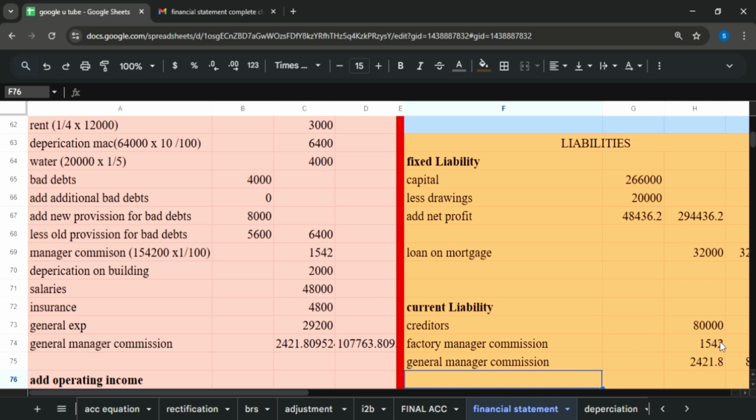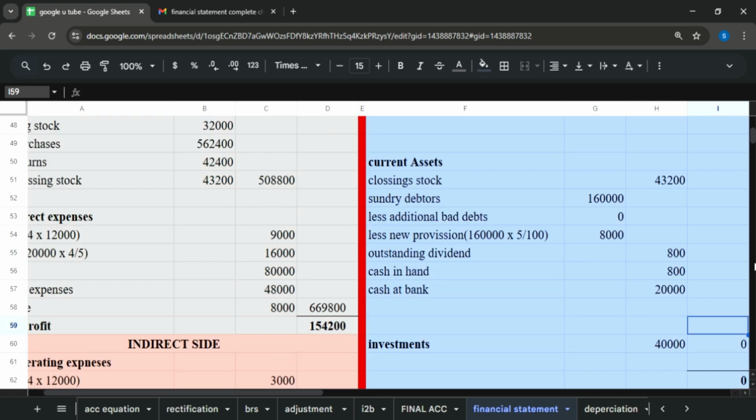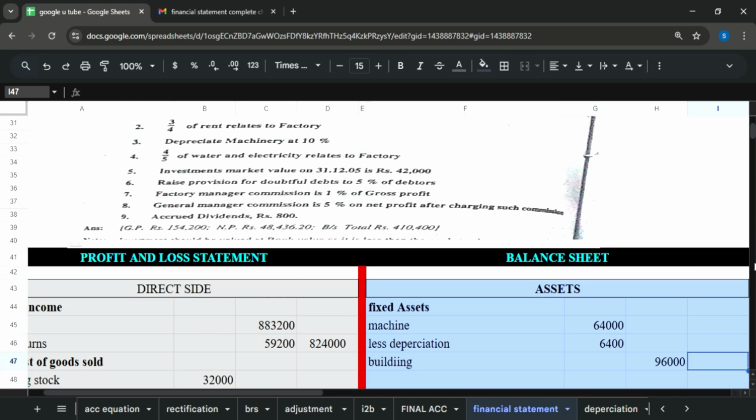Factory manager commission, here 2000 was written. So instead of 2000, the actual amount was 1542. We have replaced it with 1542. In this way, our balance sheet liability side has been completed. Now we will focus upon our asset side. I hope that all amounts are correctly written. Here first we will calculate net amount of machinery by subtracting depreciation. Net amount of machinery is calculated.